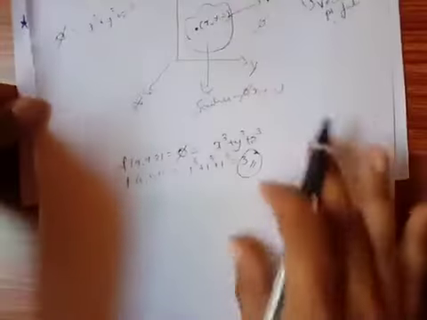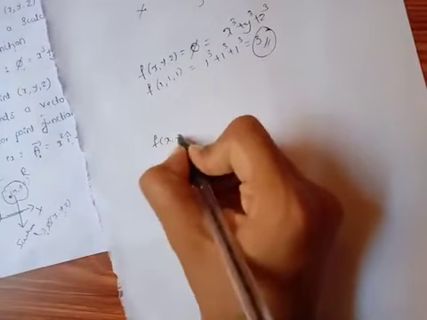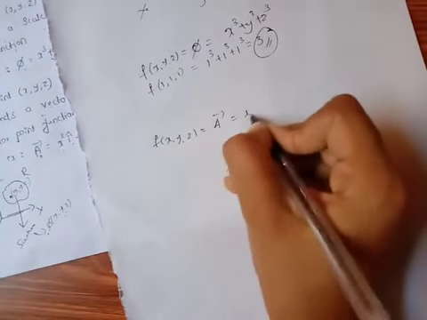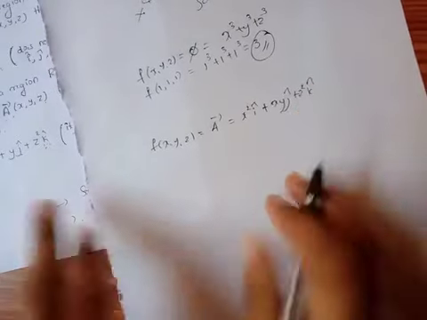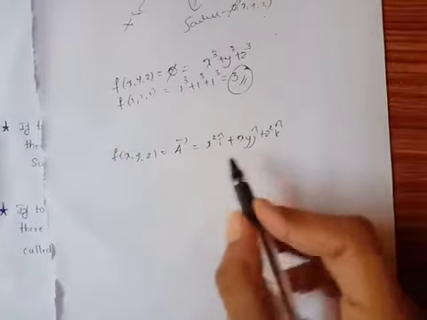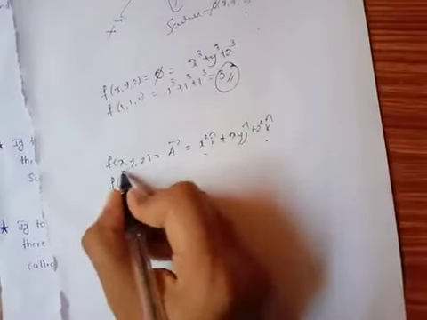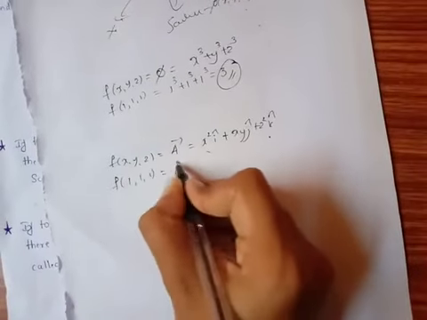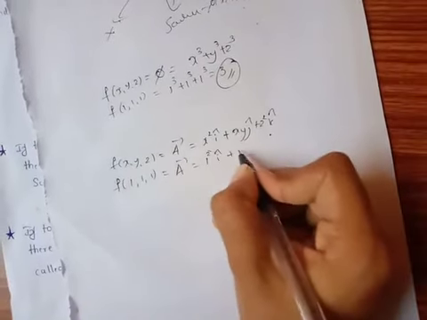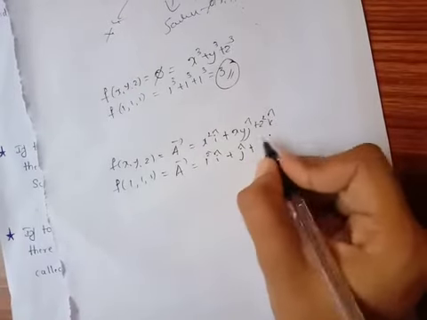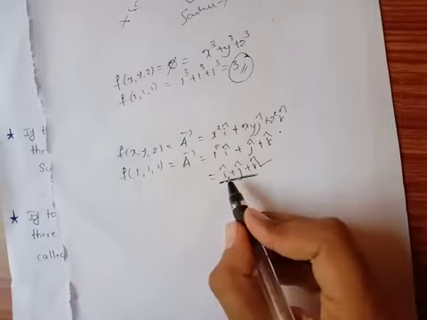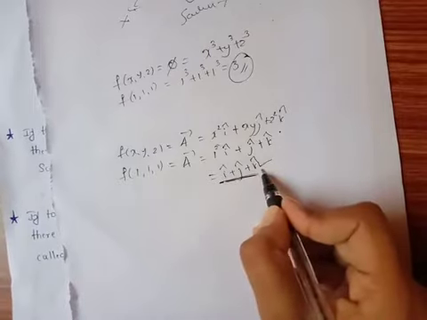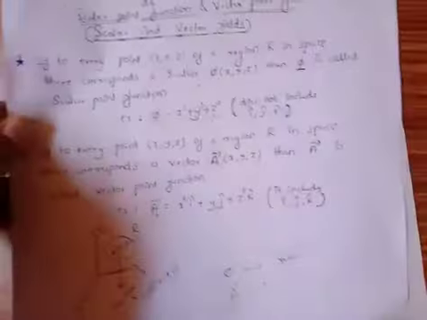As an example of a vector point function, consider vector A equals x square i plus x y z j plus z square k. Consider x, y, z as 1, 1, 1, then vector A becomes 1 square i plus 1 into 1 j plus 1 square k, that is i plus j plus k. Observe this is a vector because it contains direction, that is i, j, k. This is obviously a vector, so this is called a vector point function.